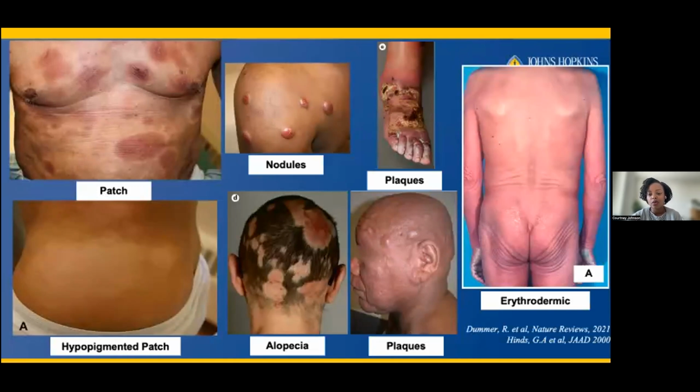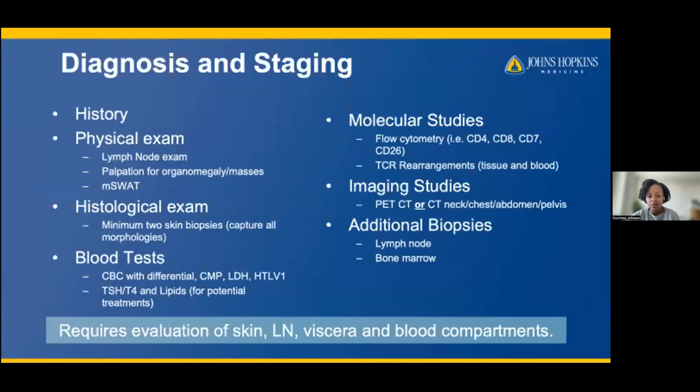So to do so, we conduct a thorough investigation of the skin, the lymph node, the viscera, and the blood. So we do this through a thorough history detailing the patient's disease course, their prior treatments. We also do a complete physical exam of the skin. So we look at the lymph node, we do a lymph node assessment, palpation for masses, organomegaly, or any other masses. And then we also use a SWAT sometimes to help us assess the amount of involvement of the skin. And I'll talk a little bit more about that in the next slide.